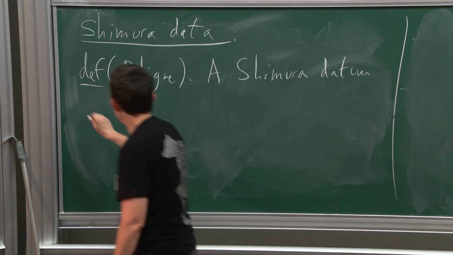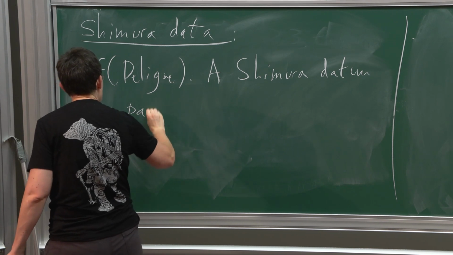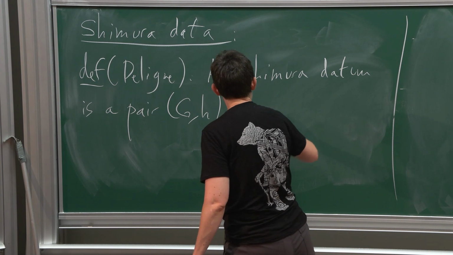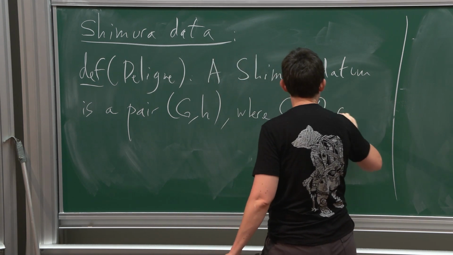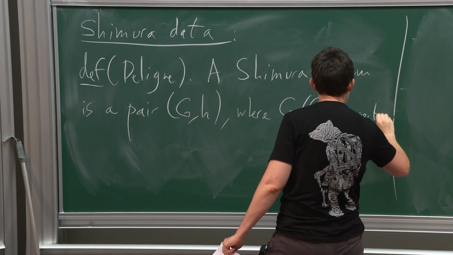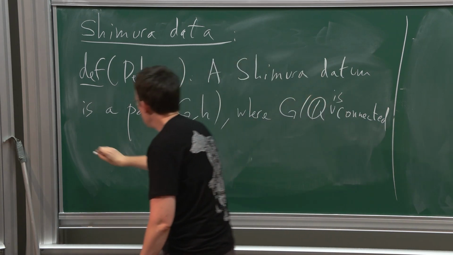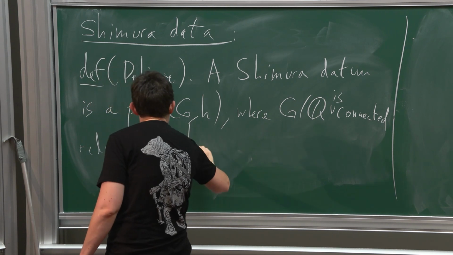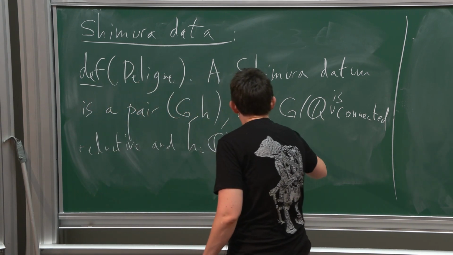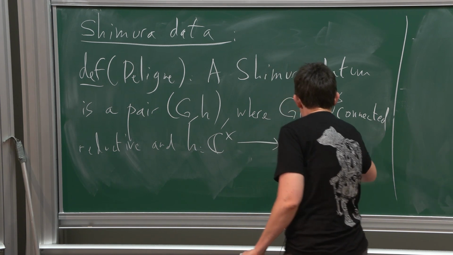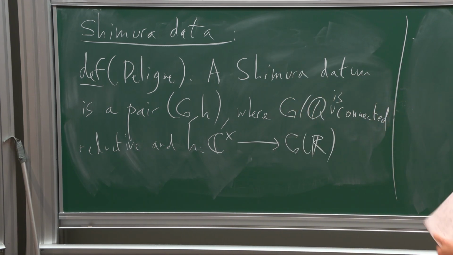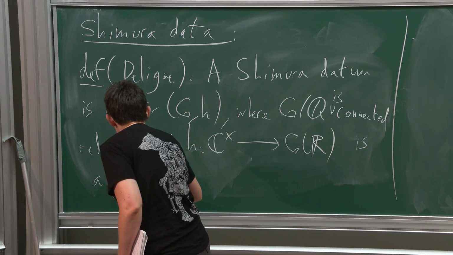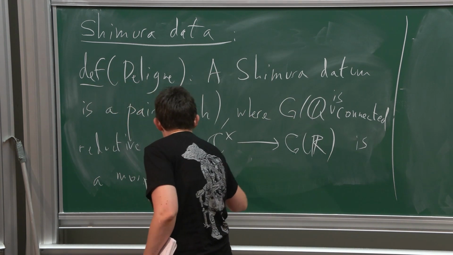So a Shimura datum is a pair (G, h), where G is a connected reductive group over Q, and h is a map from C cross to G of R. So it's a morphism of R-algebraic groups.